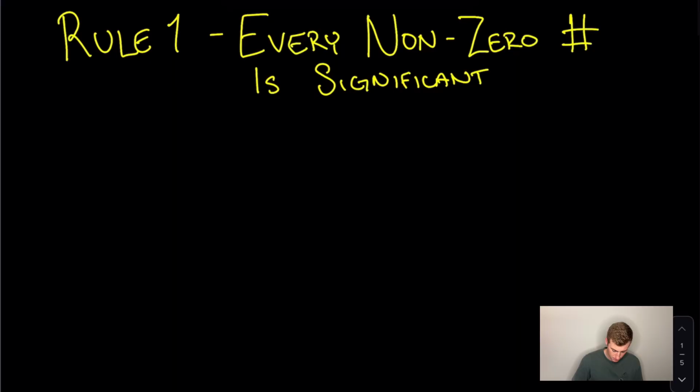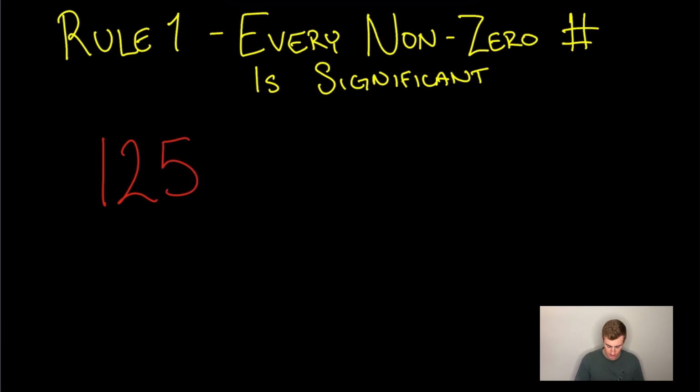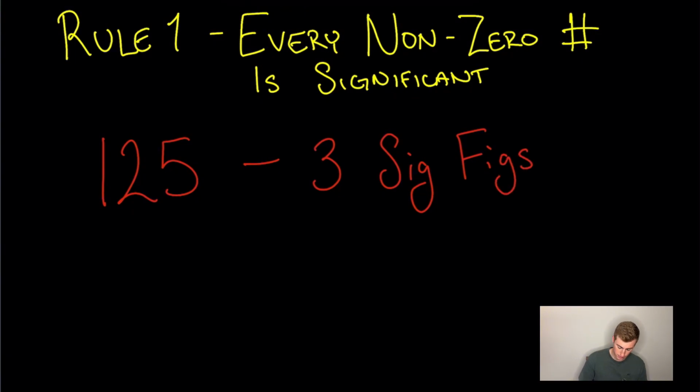Let's dive in. The first rule is that every non-zero number is significant. So let's look at this. Let's say we have the number 125. Each of those digits in that overall number is significant. They're all above 0. So we have 3 significant figures, or 3 sig figs for short. So anytime we see a digit 1 to 9, any of those numbers are significant.